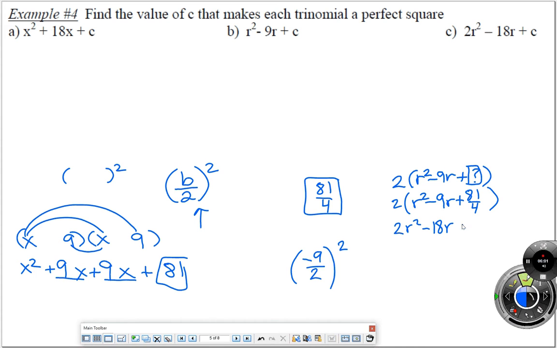So 2 times 81 over 4 would give me 81 over 2. So 81 over 2 should be the C value here if I want to create a perfect square. Okay? Not factoring it otherwise, just to create a perfect square here.